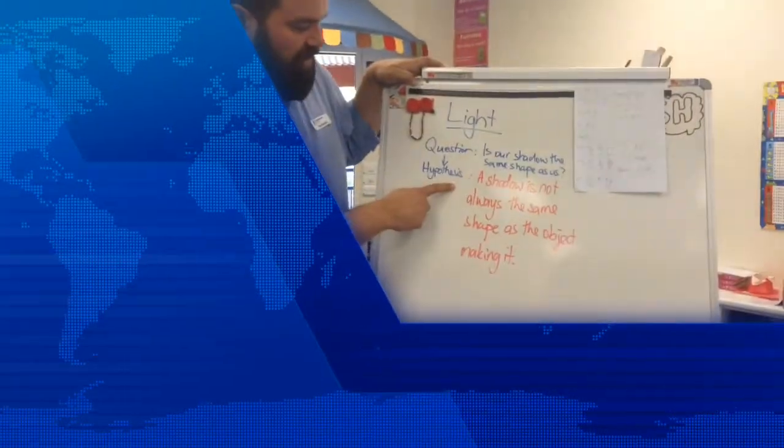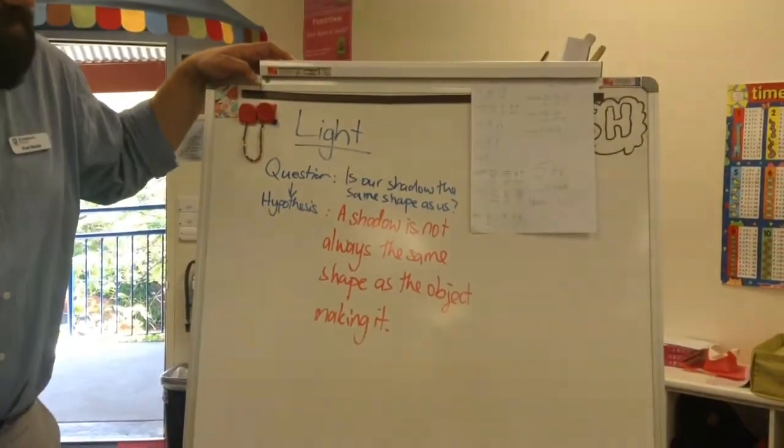5H have come up with this hypothesis: a shadow is not always the same shape as the object making it. Now, the first suggestion we've had for testing this hypothesis is to go outside, make a shadow with my hand, take a photograph of the hand and the shadow and compare them.